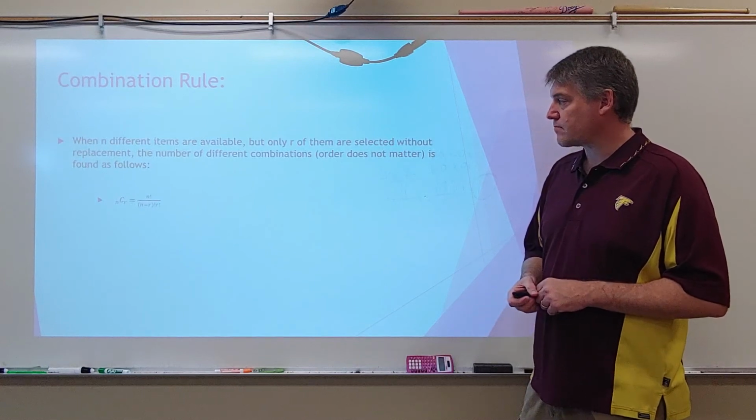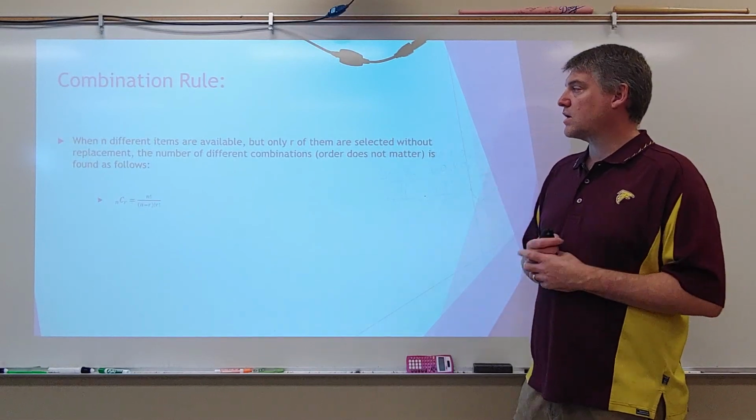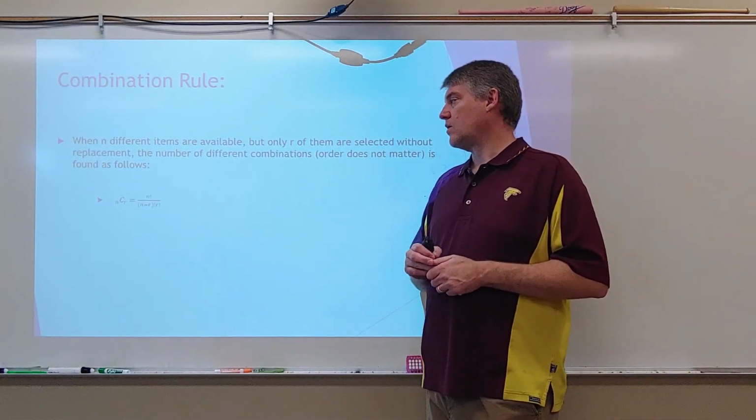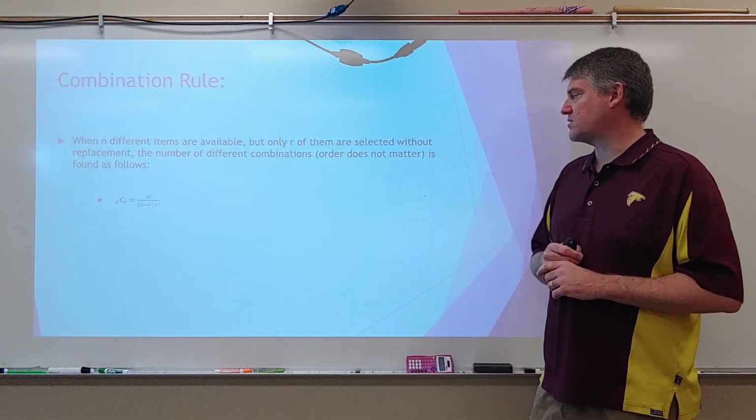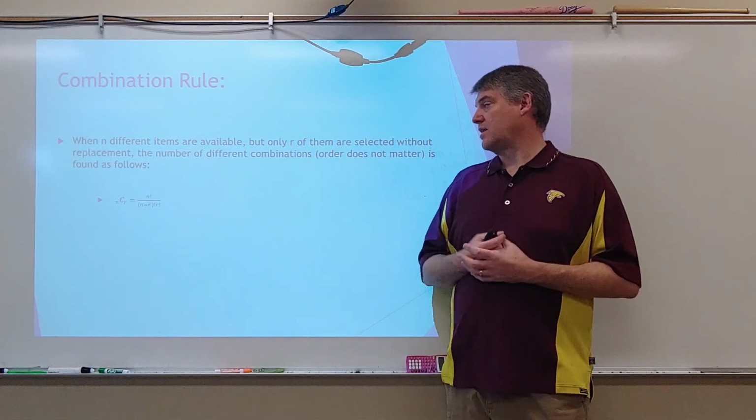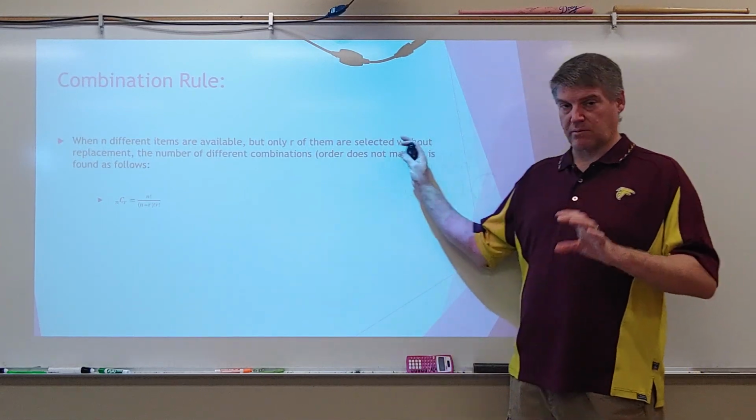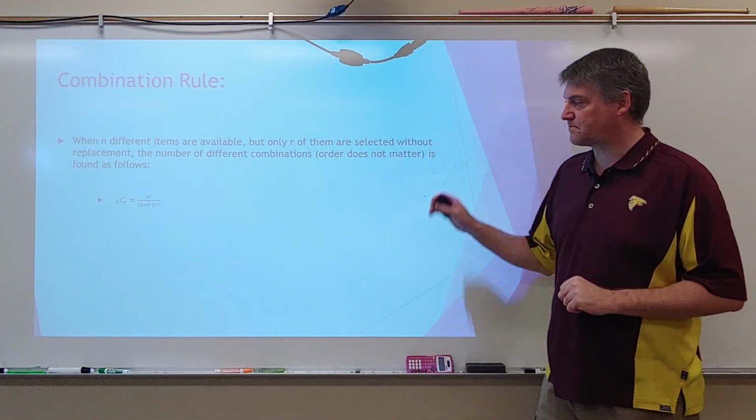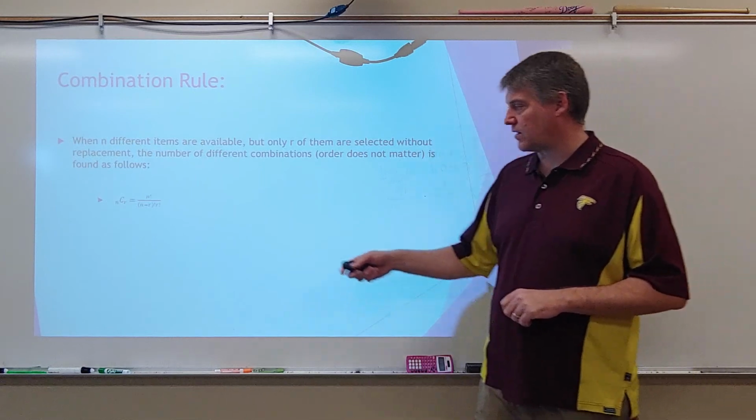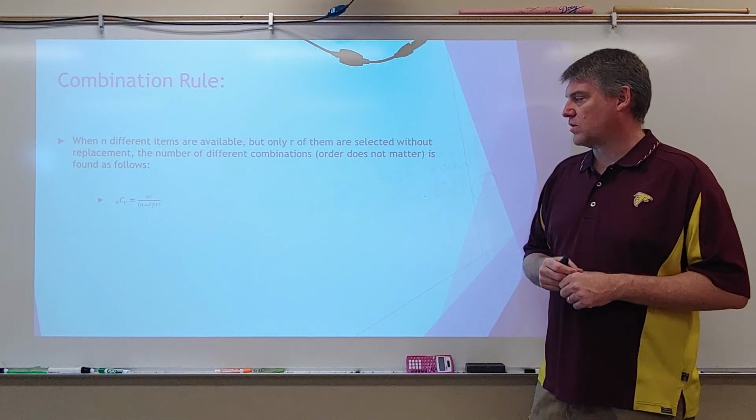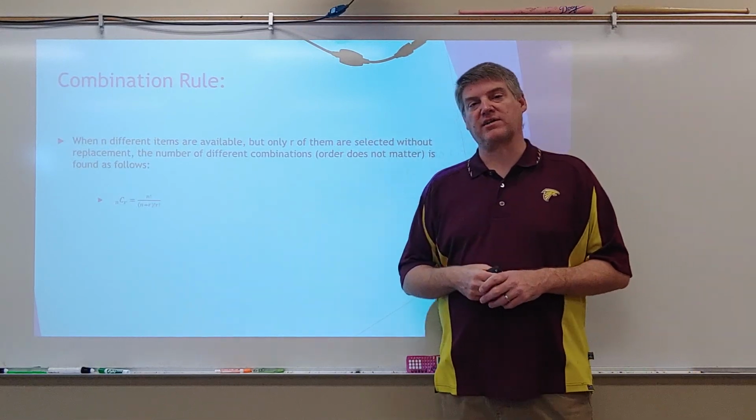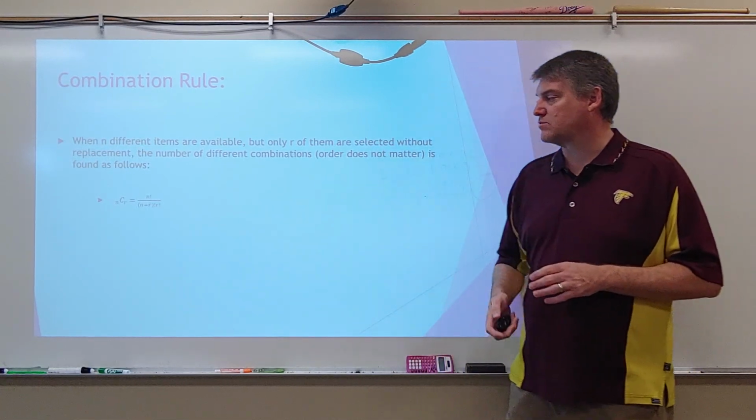Okay? So, combination rule. When n different items are available, but only r of them are selected without replacement, the number of different combinations, remember, order does not matter, is found as follows. n choose r equals n factorial over n minus r quantity factorial times r factorial.